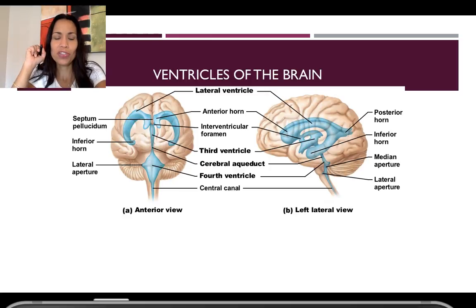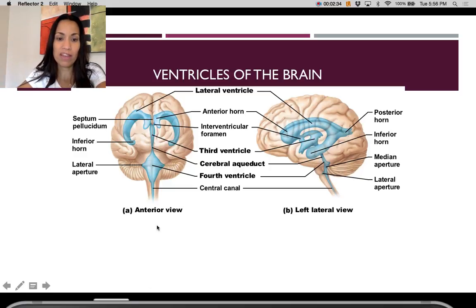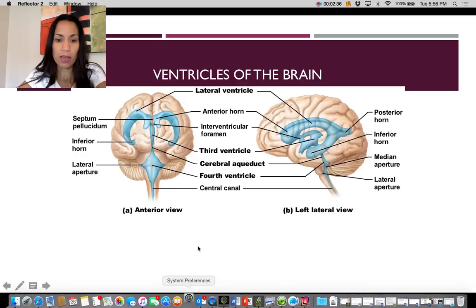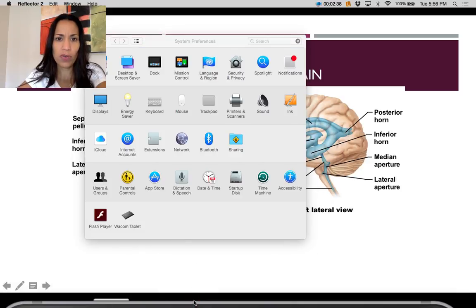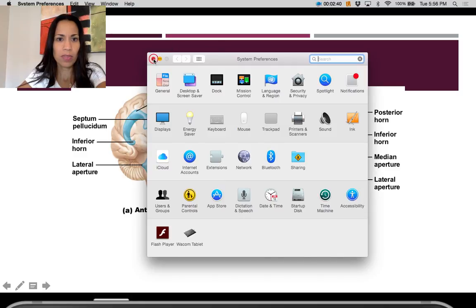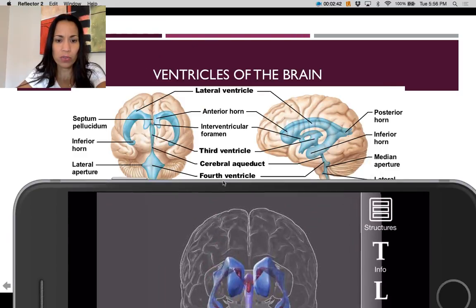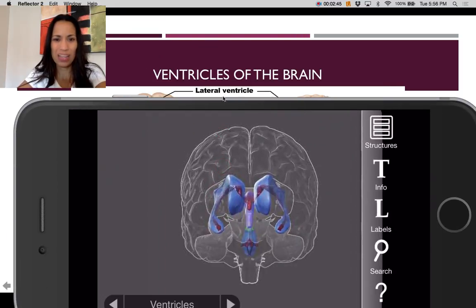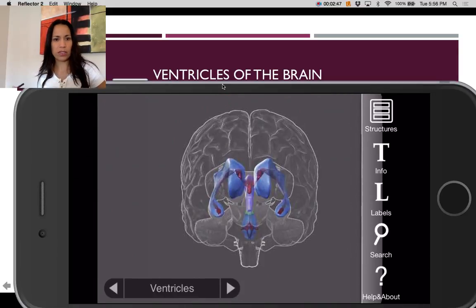Okay, just to close this chapter, we are going to describe some chambers or cavities that are within the brain, and they're called the ventricles of the brain. Before describing that, I'm going to show it to you so we can be oriented as to where they are. This is the anterior view.